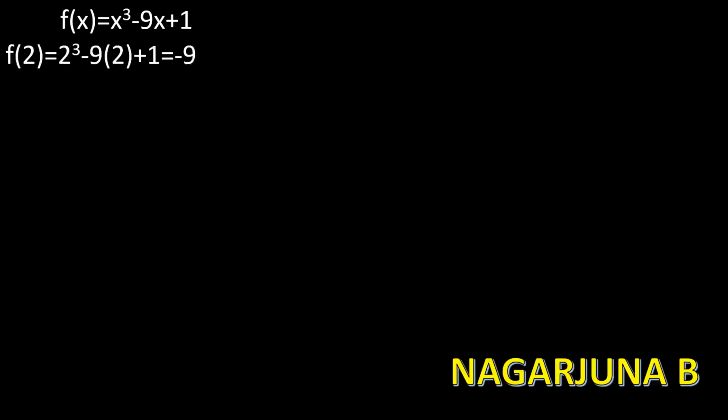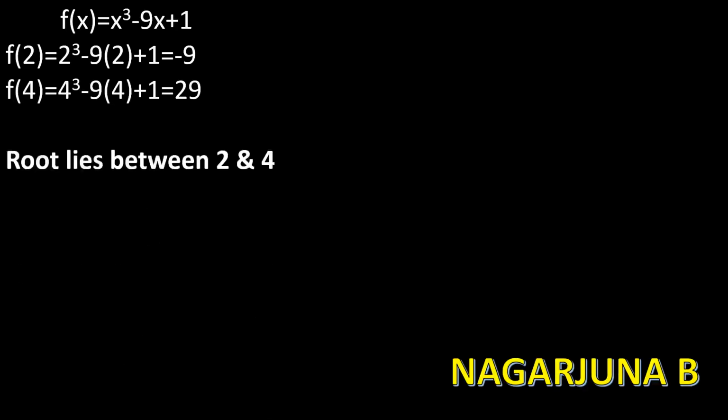Let us consider the given equation as f of x and write f of x is equal to x cube minus 9x plus 1, and they have given the interval as 2 and 4. If the intervals have not been given, you need to find out the intervals. Since in this particular question they have given the interval, find f of 2 and f of 4. First, f of 2 is equal to 2 cube minus 9 into 2 plus 1 is equal to minus 9, which gives a negative value. And f of 4 is equal to 4 cube minus 9 into 4 plus 1 is equal to 29, which gives a positive value. Therefore, the root lies between 2 and 4.